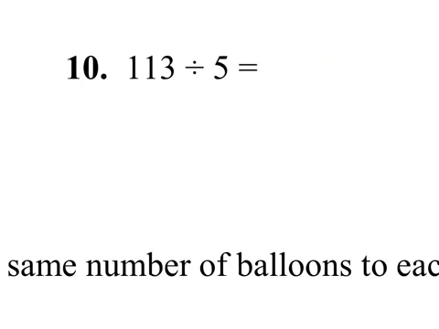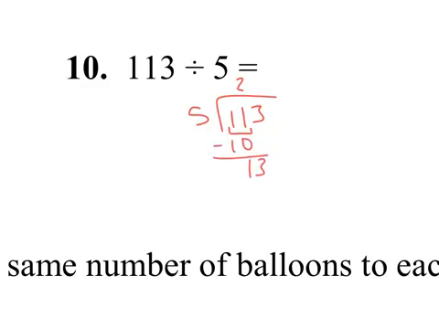Okay, on number 10, we've got 113 divided by 5. So I've got 113 divided by 5. 5 will not go into 1, but 5 might go into 11. How many times will 5 go into 11? 5 will go into 11 2 times. 2 times 5 is 10. Subtract those, I get 1.